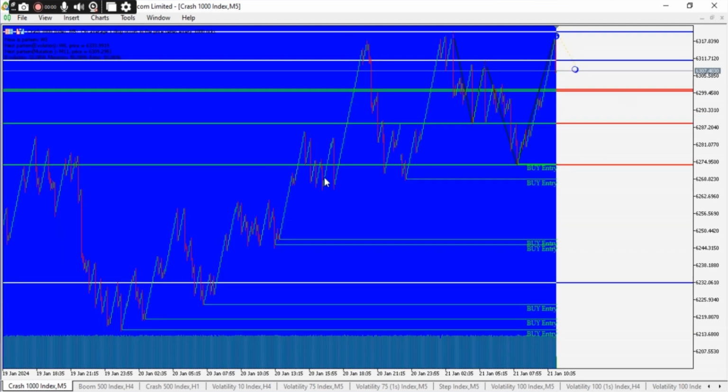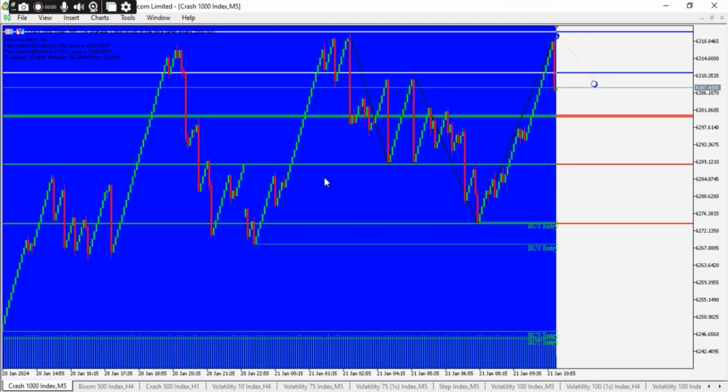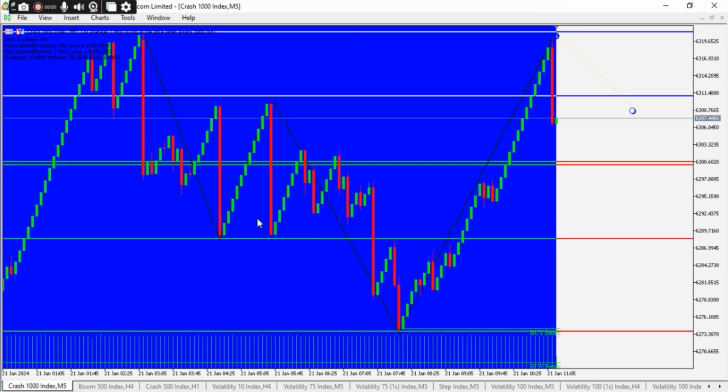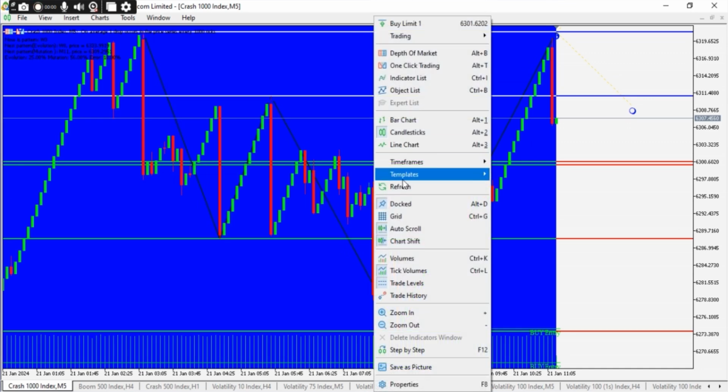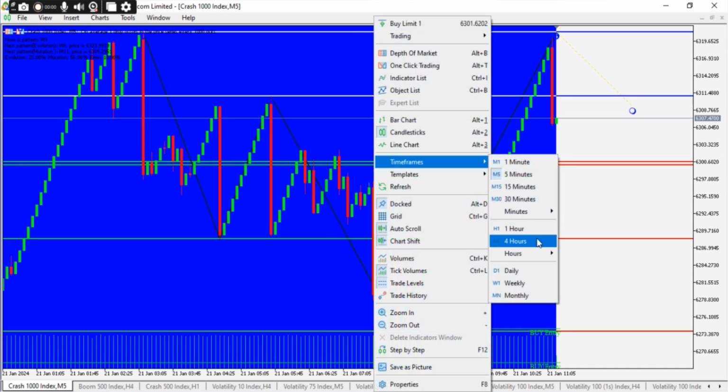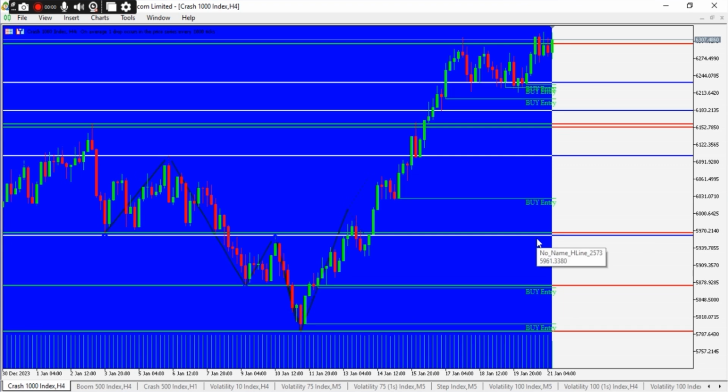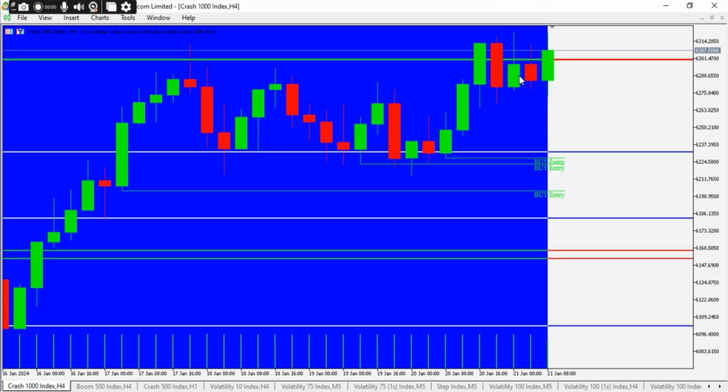Alright, so this is Crash 1000. Let's analyze Crash 1000 together. The first thing I do is I open my H1, H4 I mean. What is H4 telling me? H4 candle is green. So we wait for that candle to change.